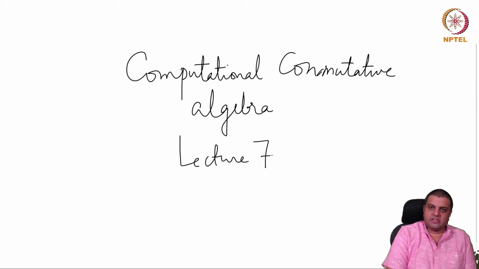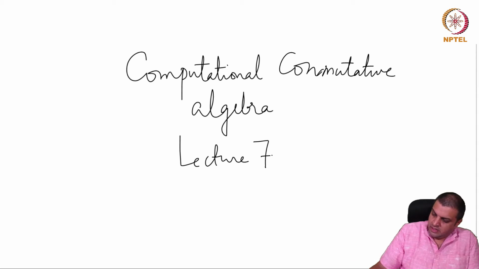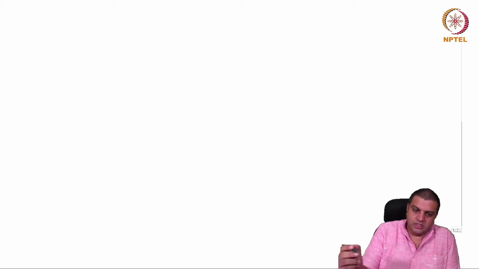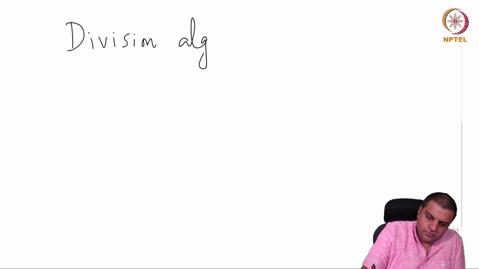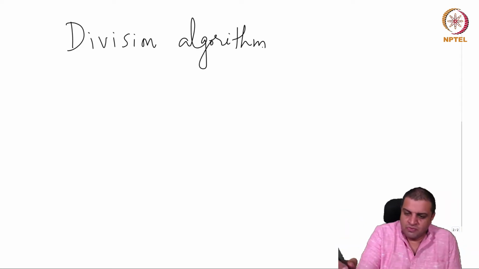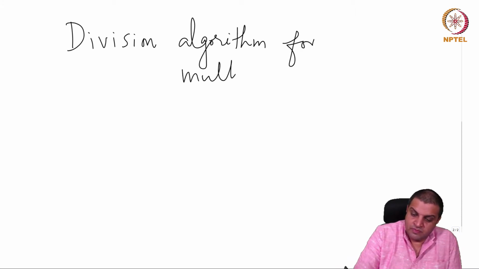This is the 7th lecture in this course, and the topic for this course is to understand what is called the division algorithm for multivariate polynomials.